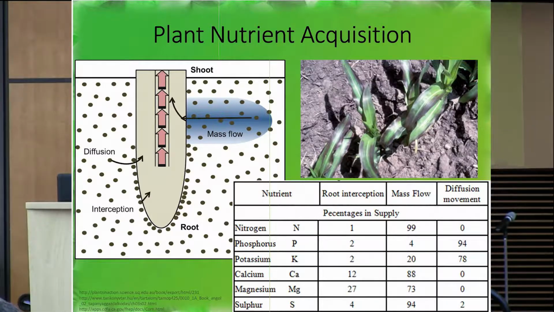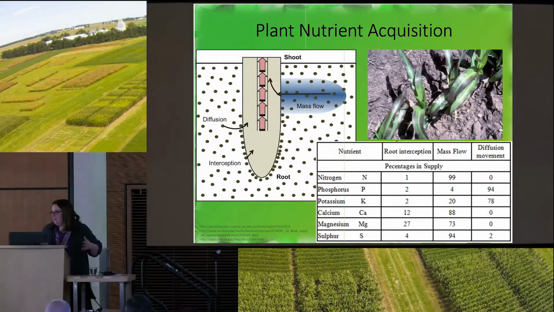Why this is important to me, and when you think about it, with diffusion, those nutrients don't move very far. In fact, they maybe move a centimeter total. That's a little under a half an inch.